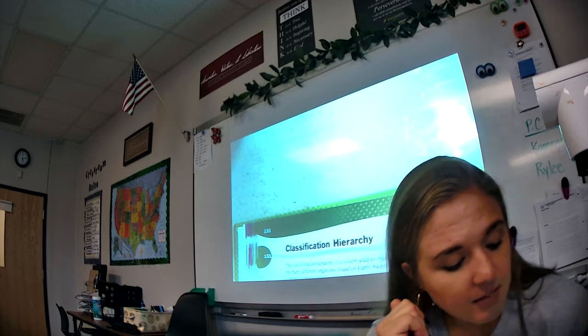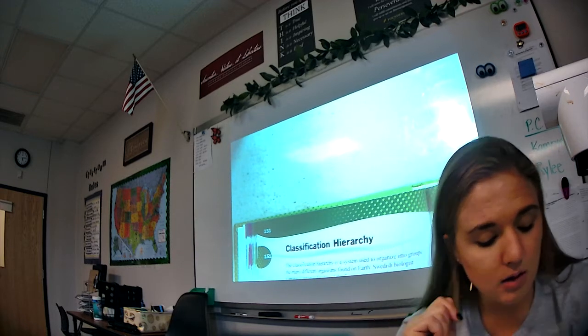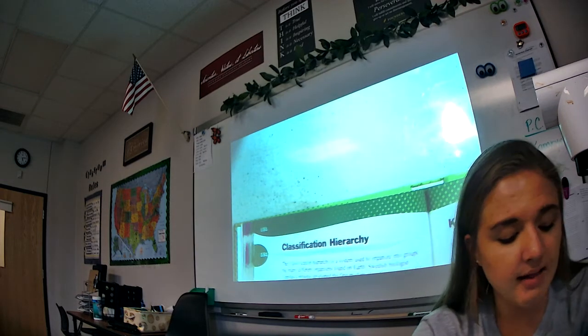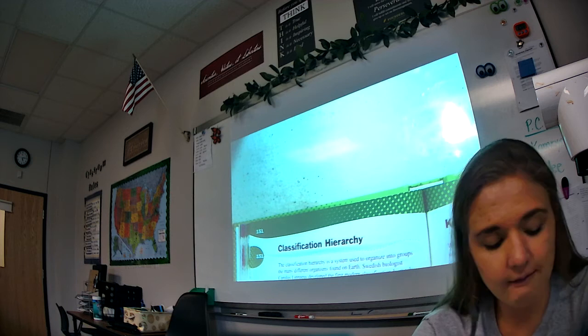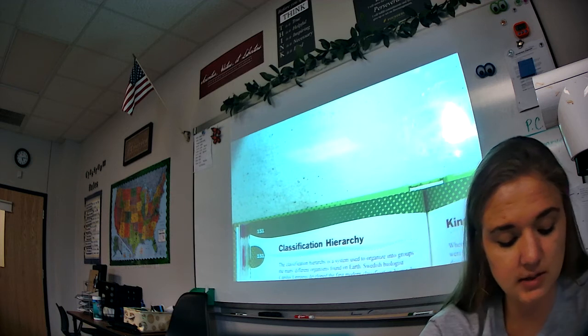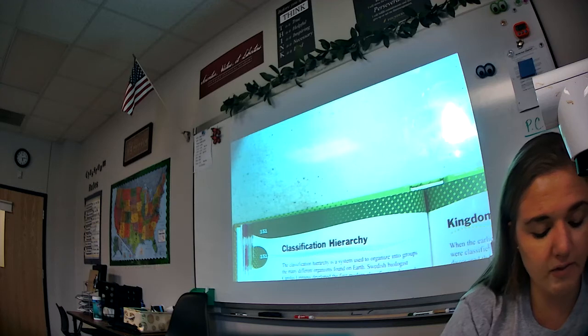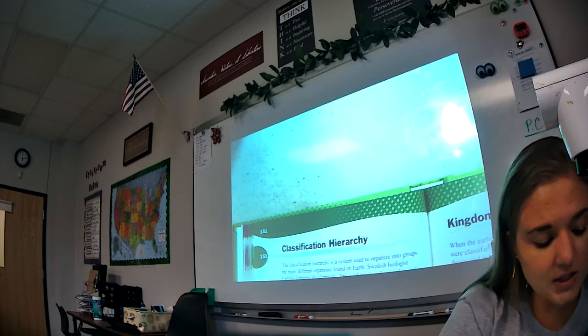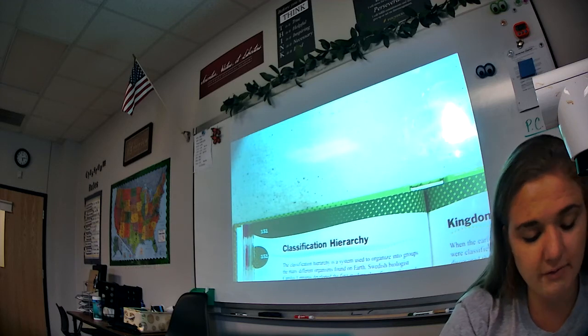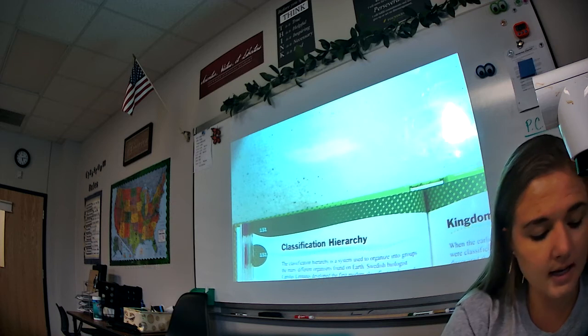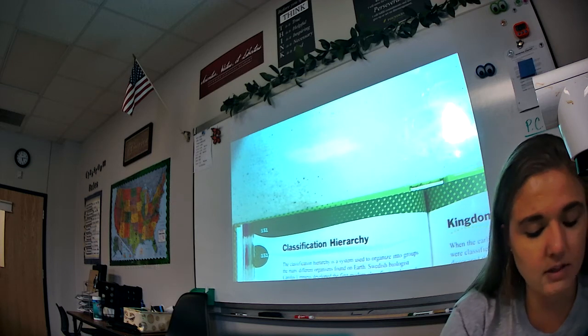The kingdom level is broken down into six smaller levels. These include phylum, class, order, family, genus, and species. Each level contains fewer types of organisms than the level before. The species level includes only one type of organism. Organisms also become more closely related as you move from the kingdom to the species level.